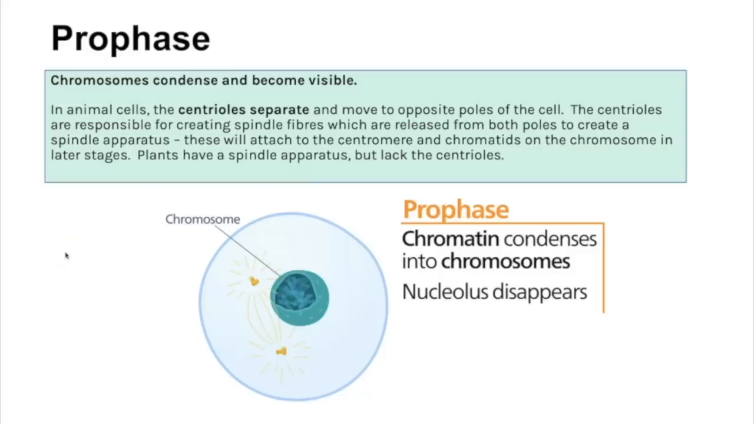So in prophase, the chromosomes will condense and at this point they become visible. And in the animal cells, the pairs of centrioles will move to opposite poles, which means opposite sides of the cells. The centrioles are going to be creating these spindle fibres, which are released from both poles to create the spindle apparatus. And these will attach to the centromere and the chromatids on the chromosomes in the later stages. Plants have a spindle apparatus, but they don't have the centrioles.